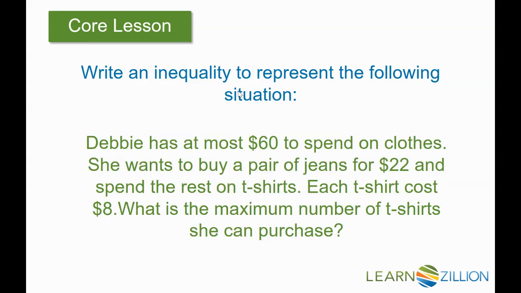Debbie has at most $60 to spend on clothes. She wants to buy a pair of jeans for $22 and spend the rest on t-shirts. So here's a scenario that could very well happen to any of us, right? You have a certain amount of money to spend. You know you want to spend some of your money on one thing, and then maybe you want to spend the rest on something else.